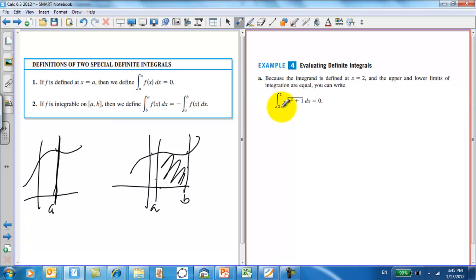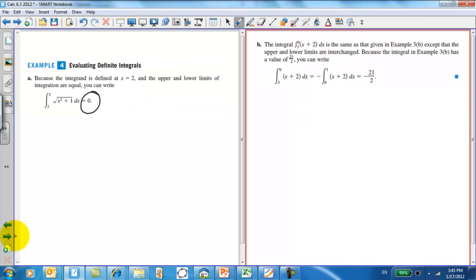So in this example, somebody went from 2 to 2, so we didn't really have to go through a lot of work here. If these are the same, you get 0. If the limits of integration are the same, you get 0. And here someone has gone from 3 to 0 of x plus 2 dx. Well, you can think of it as the opposite of the integral from 0 to 3. So notice what's switching there. The limits of integration flip.